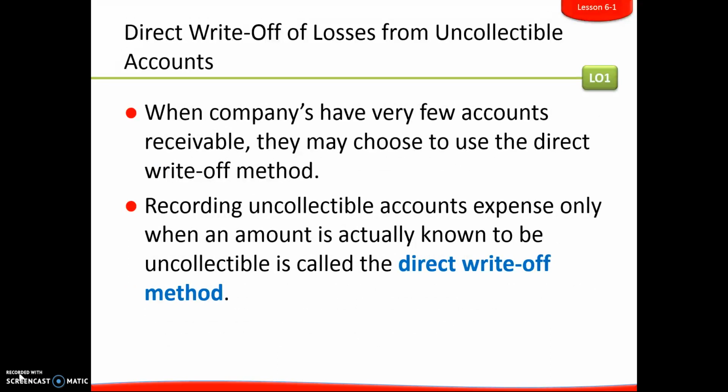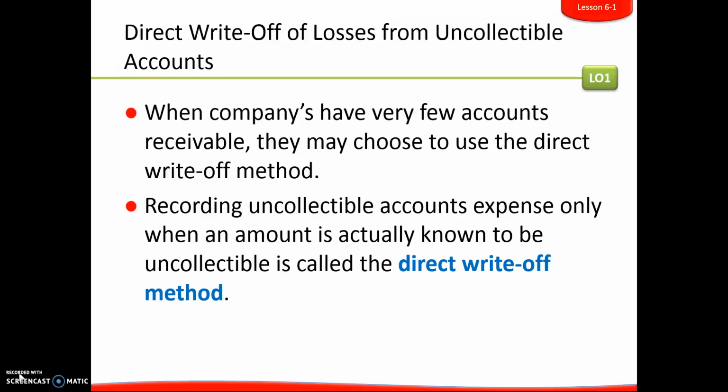Now, if a company is small enough and has very few customers that they allow to pay on account, they may choose to use a method called the direct write-off method when it comes to writing off their uncollectible accounts. All that means is that they record uncollectible accounts expense only when an amount is actually known to be uncollectible.